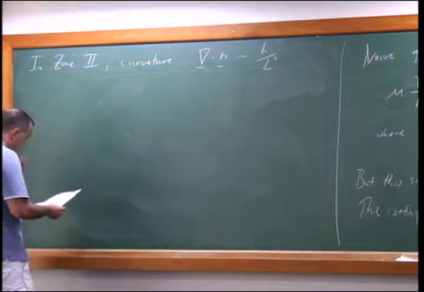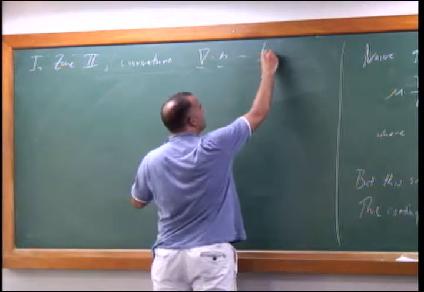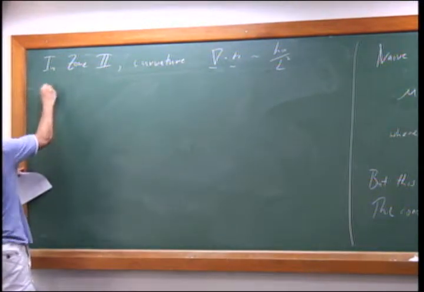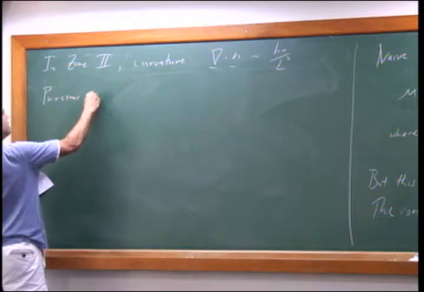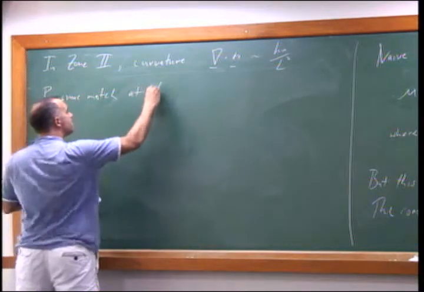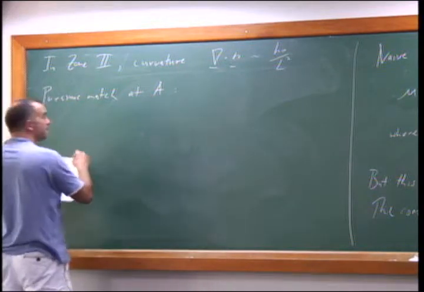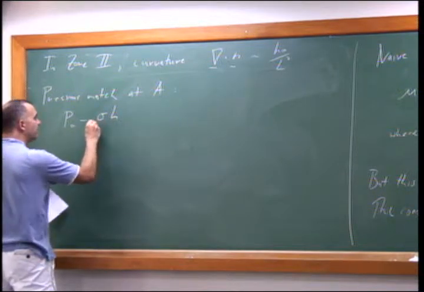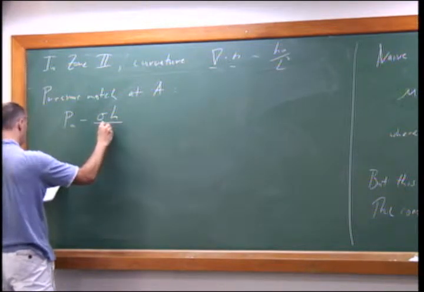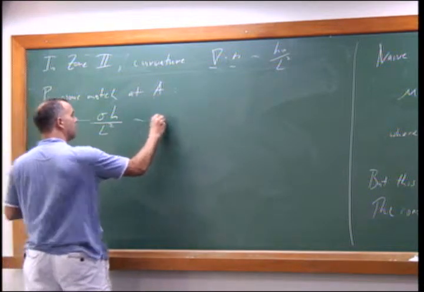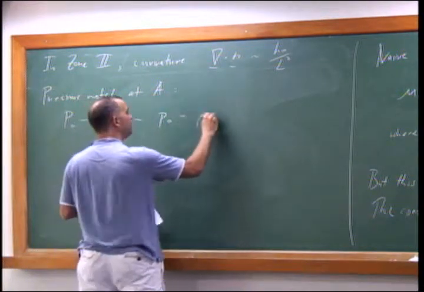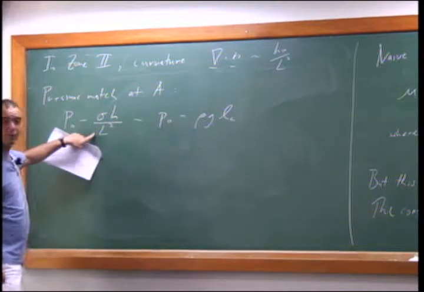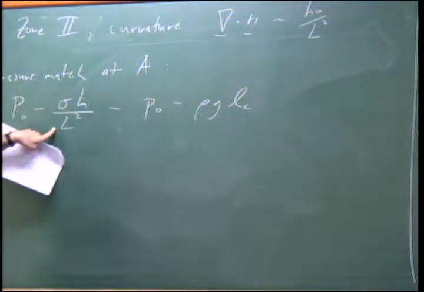So if you want to write, maybe just to be clear, it looks like that. So the pressure match at A, so in jumping across the interface, this is what we get by going along the bottom and up. So this is the hydrostatic pressure, and this we get from crossing the interface in zone 2. Okay?